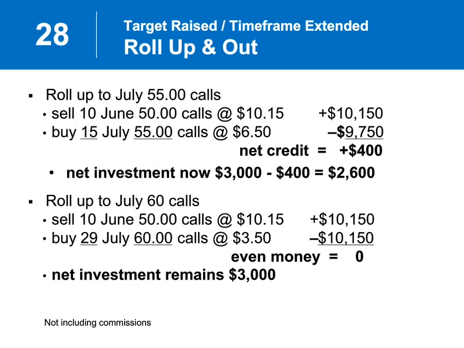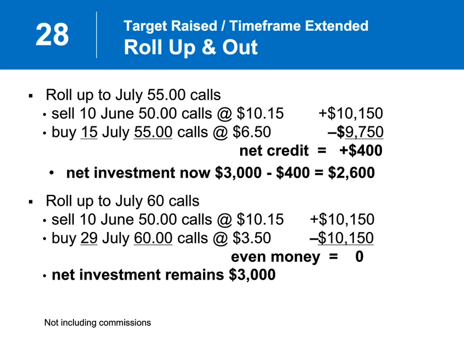Rolling up and out. So again, we started with 10 June 50 calls for 3. We're going to roll up to the July 55 calls. So again, the target for the stock originally was $60. We've met that target, but rather than just taking our profit, which is a home run profit, buy the call for 3, sell it for 10.15, that would be a home run. But that all important forecast says that we are more bullish, so we're going to continue to work this.